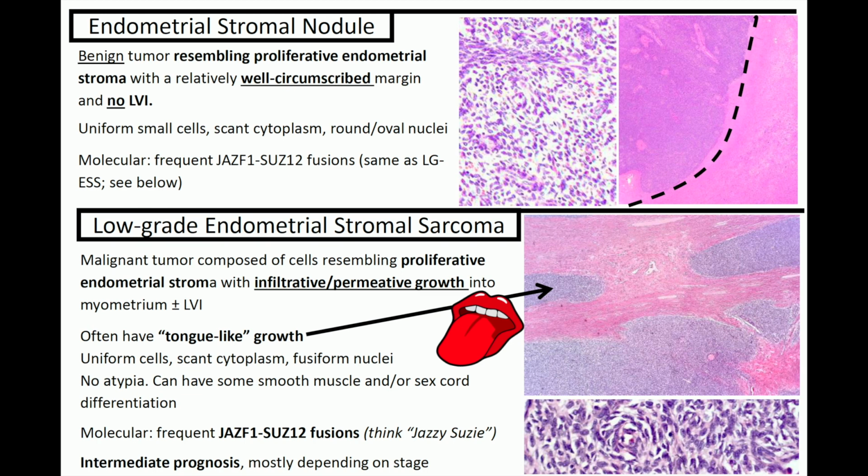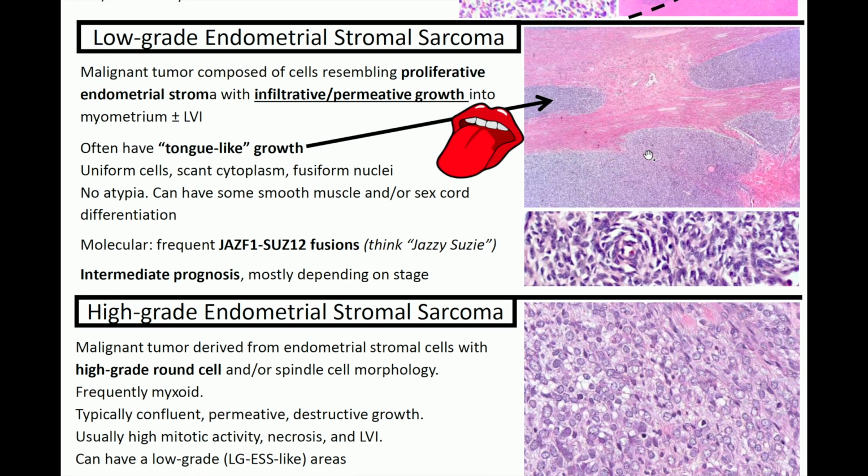You're going to see uniform small cells with scant cytoplasm and round and oval nuclei, and the frequent molecular finding is the JAZF1-SUZ12, or I've heard it referred to as Jazzy Suz or Jazzy Susie, which is the same as a low-grade endometrial stromal sarcoma, which we're about to talk about now. So well circumscribed is like the first of this variant. I think of it as a spectrum, going from stromal nodule to low-grade to high-grade, and this endometrial stromal nodule is, as the name suggests, well circumscribed or nodular.